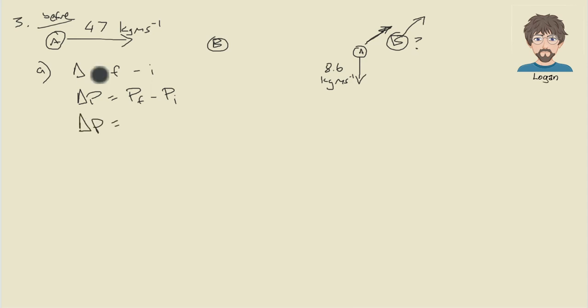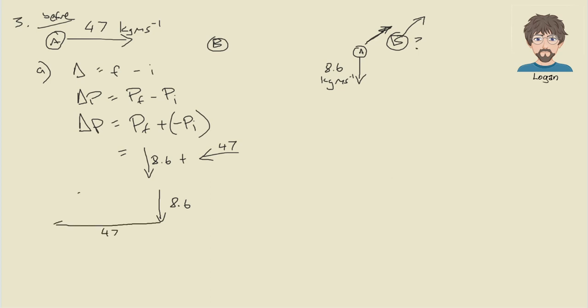And the thing I like to remember is that that's the same thing as plus negative P initial, because negative P initial is just the same amount but reversed. So that is this 8.6 plus that 47, and if we do that, let's just start over here then, 8.6 plus 47 gives that our change, delta P, there it is. There's our change delta P.